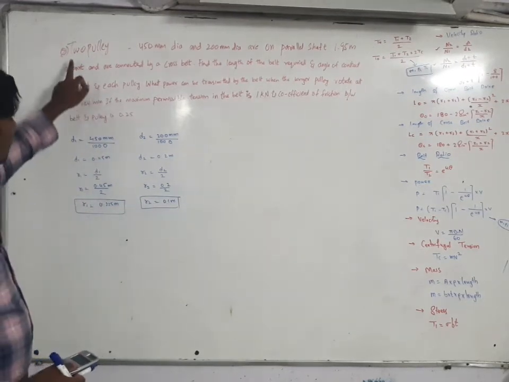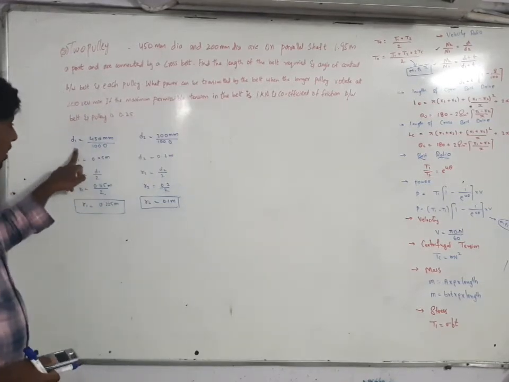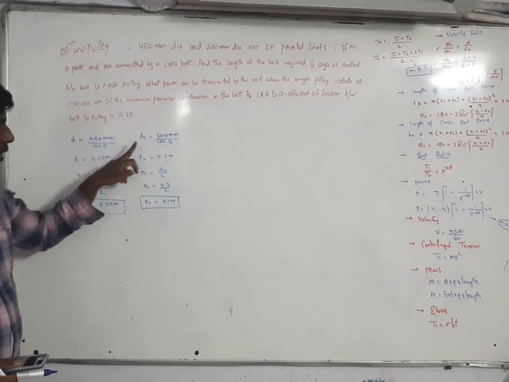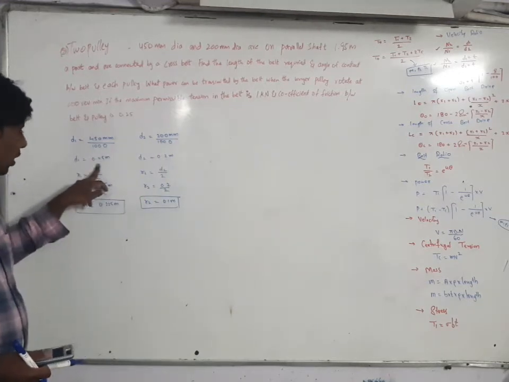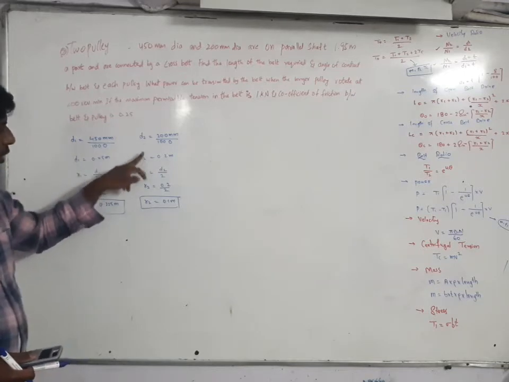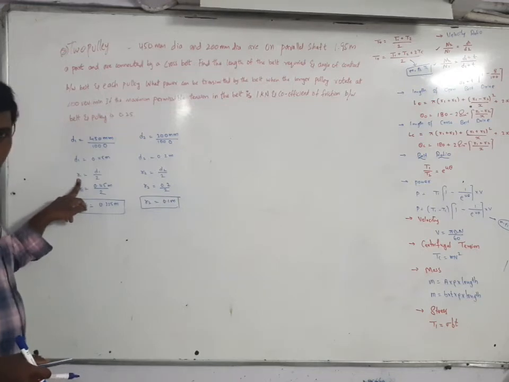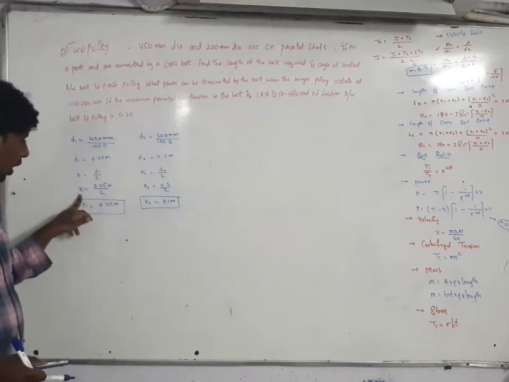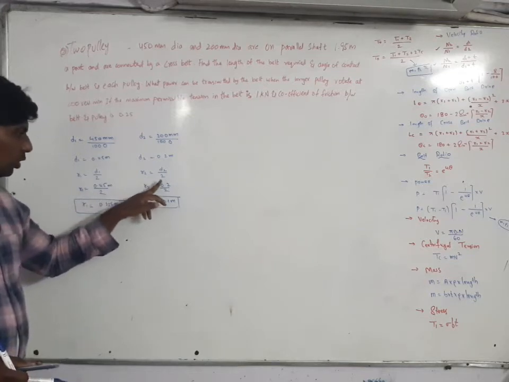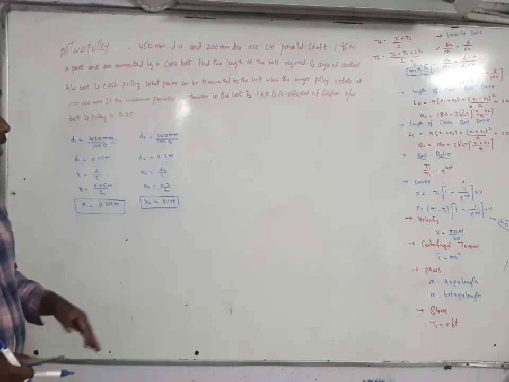In your question, what is given? Two pulleys D1 and D2. D1 is given in mm, divided by 1000; D2 is given in mm, divided by 1000. With the help of D1 you got the value in meter, and D2 you also got the value in meter. After that find out R1. R1 is equal to D1 by 2, R2 is equal to D2 by 2. Here you got the value of R1 and here you got the value of R2.